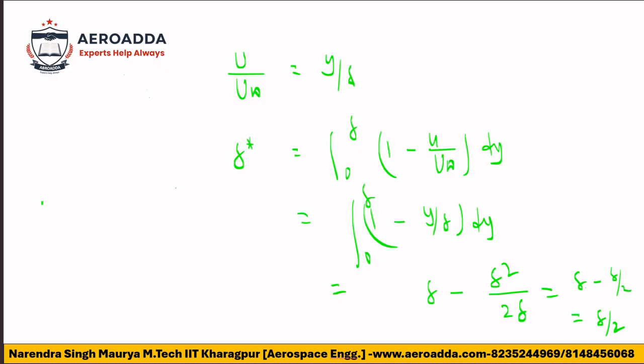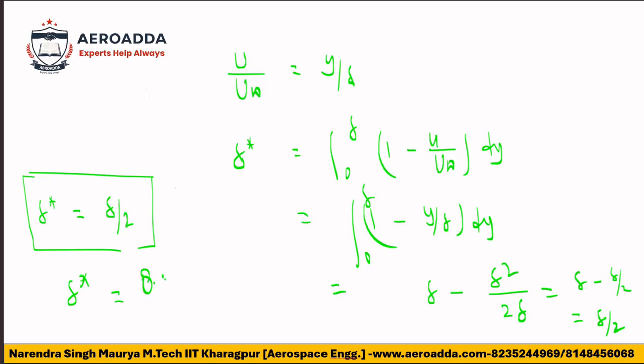So what is the delta star, which is the displacement thickness? What is the delta you have calculated, Madhuri? Quick. 8.22 by 2. How much is it? 4.11 mm. You had calculated in mm, right? They are asking the value in mm, two decimals.